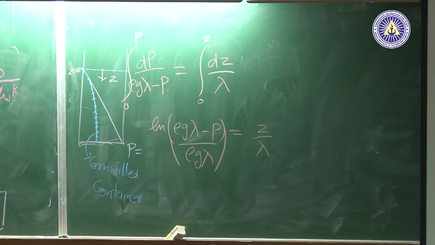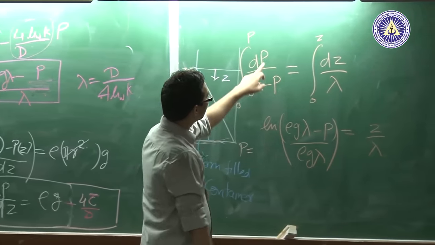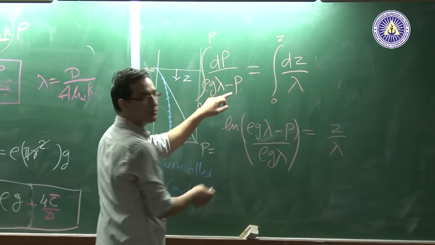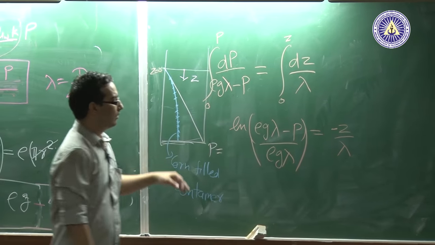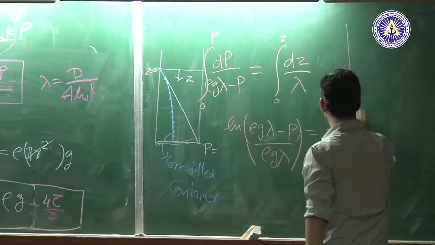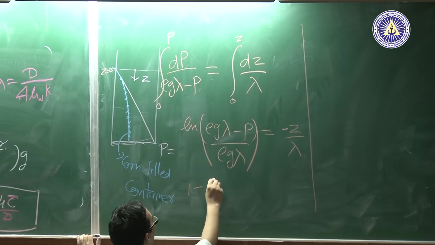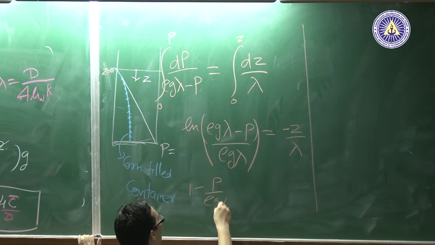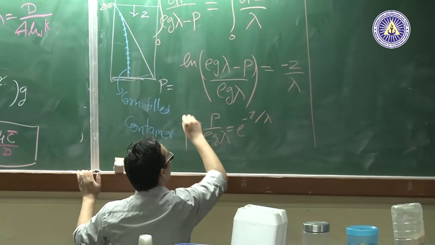So is there some mistake that I'm making here in B? Sorry, it has to be a minus sign here, right? Because it's minus P, so it should have a minus sign, I'll just bring it here. So essentially what this gives me is 1 minus pressure over rho g lambda equals the exponential of minus z over lambda, right?